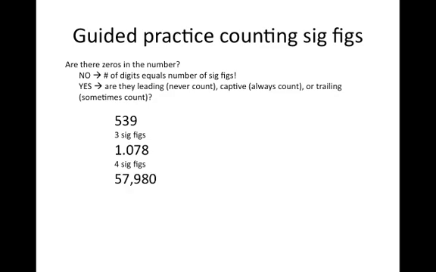This number also has a 0. Because it comes after all non-zero digits, it's a trailing 0. This trailing 0 does not count because the number does not have a decimal point. Therefore, the number has 4 sig figs.